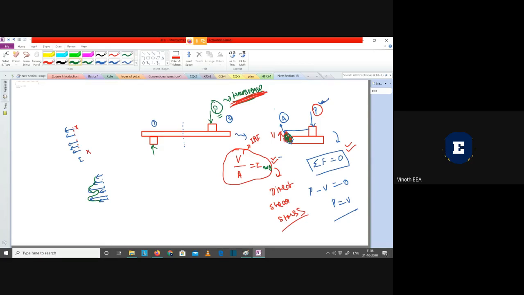What does average mean? I'm taking an average load here. Instead of considering the variation, I'm taking some average value V, and that average value per unit area is nothing but our shear stress, and that is average shear stress. Don't worry about this average shear stress and actual shear stress. I will be giving you an equation for the actual shear stress in a separate chapter called shear stresses in beams, and in that chapter I will talk about this more.